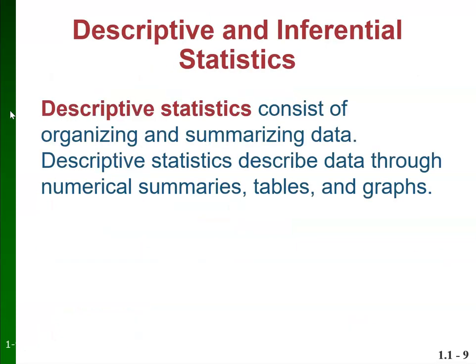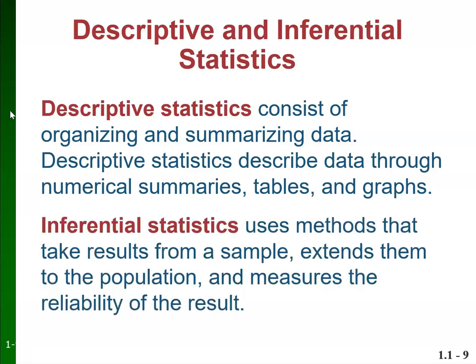There are two major types of statistics that we'll talk about. First is descriptive statistics. These consist of ways of organizing and summarizing data. And descriptive statistics describe data through numerical summaries, tables, and graphs. Inferential statistics uses methods that take results from a sample, extend them to the population, and then measure the reliability of the result.